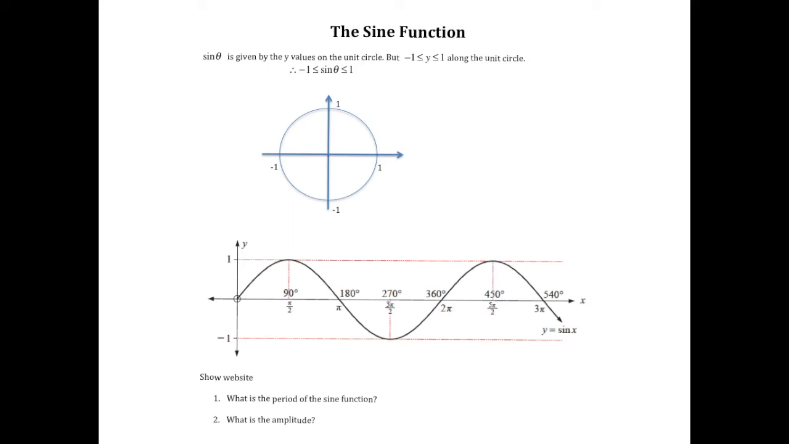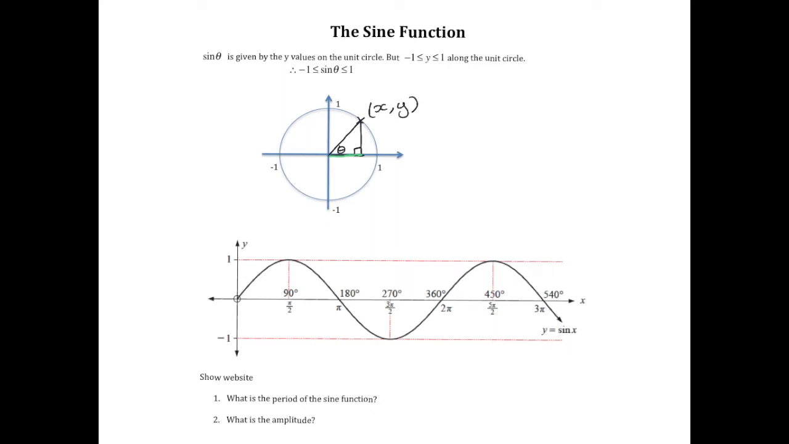So sine theta is given by y values on the unit circle. Let's just revise that real quick. If you remember, if I've got a unit circle and I create a right angle triangle like that, where that is theta there, then what's the bottom side? You can't answer that yet because I have to define this as the point x, y.